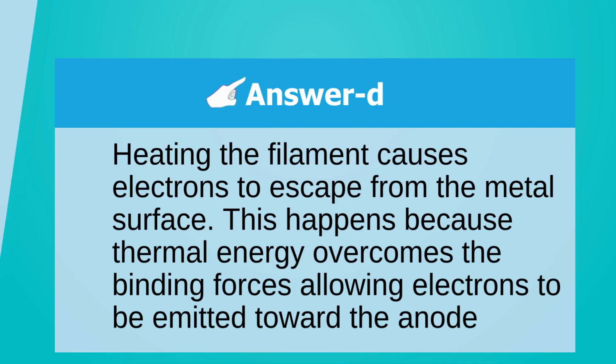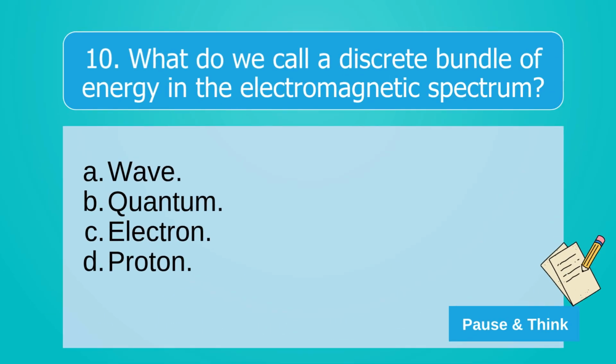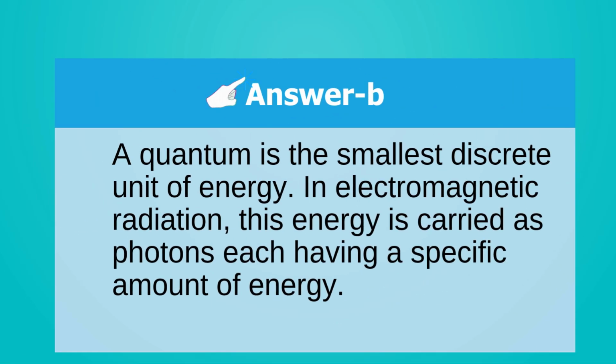What do we call a discrete bundle of energy in the electromagnetic spectrum? Option A, wave. Option B, quantum. Option C, electron. Option D, proton. The correct answer is option B, quantum. A quantum is the smallest discrete unit of energy. In electromagnetic radiation, this energy is carried as photons, each having a specific amount of energy.